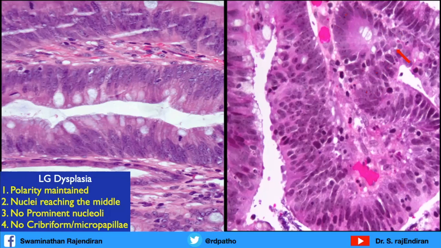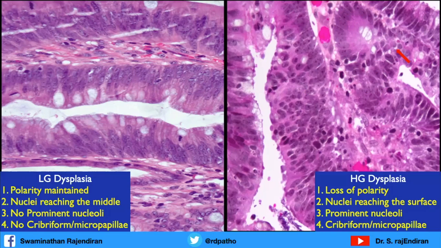So the intraglandular proliferation of the epithelium is a very, very important criterion, which we call cribriforming, for high-grade dysplasia. So this is a picture of high-grade dysplasia, and the criteria are loss of polarity, nuclei reaching the surface. Here you can see nuclei reaching the surface. Prominent nucleoli, if you look carefully for 10 seconds, you can start seeing the nucleoli, and cribriforming and micropapillae.